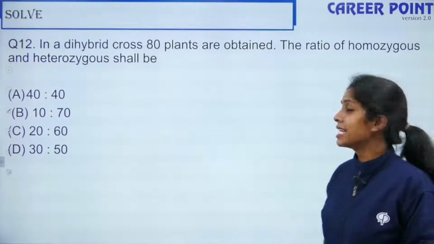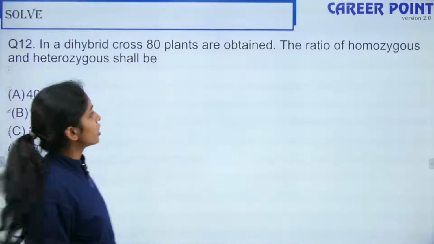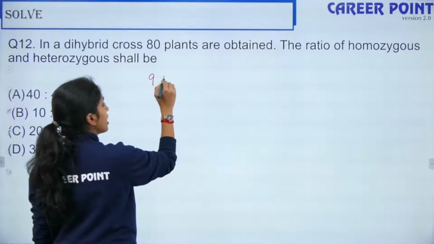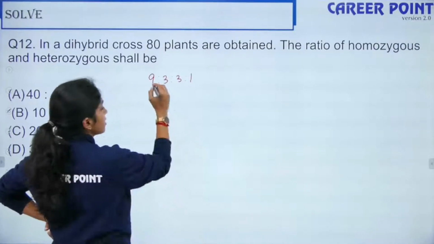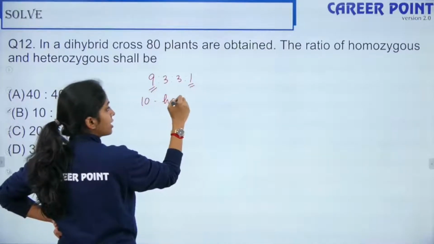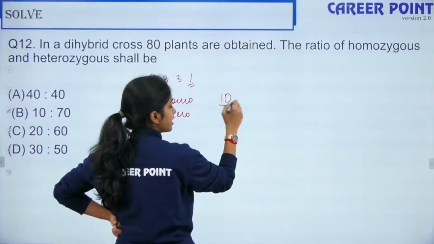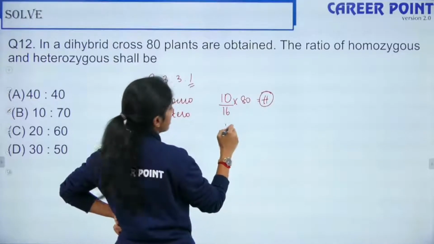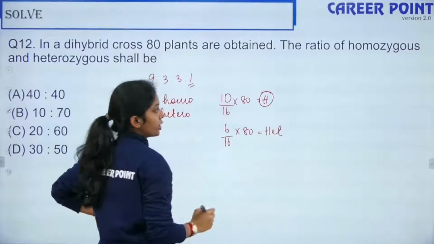In a dihybrid cross, 80 plants are obtained. Okay, so in a normal dihybrid cross, we get 16. So here 80 plants are obtained. The ratio of homozygous and heterozygous shall be. So in your dihybrid cross, we have 9:3:3:1. Right? So out of this, this is my homozygous. So 10 is my homozygous and 6 is my heterozygous. Right? So 10/16 into 80 gives me the number of homozygous and 6/16 into 80 gives me the number of heterozygous. So if you do it, you will get it.